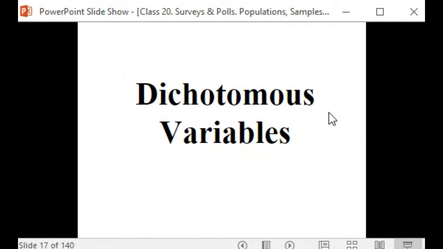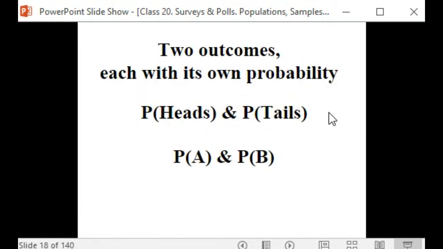Then we focused on the probabilities of dichotomous variables, which we're going to be dealing with during the next 3 weeks. If a procedure has only two possible outcomes, we can use a dichotomous variable to represent each outcome. Each outcome has its own probability. For instance, we can have the probability of heads and the probability of tails. We often use the letters A and B to represent the two outcomes. So we have the probability of A and the probability of B.